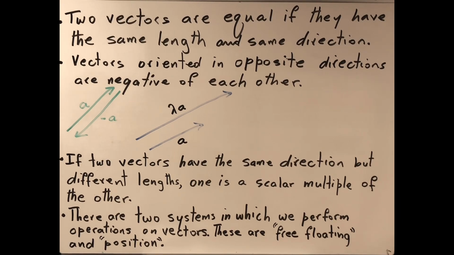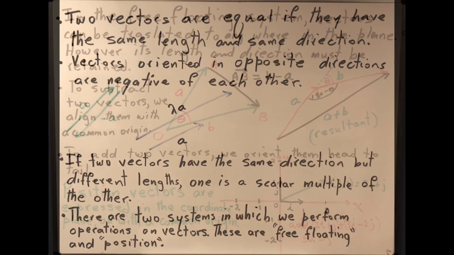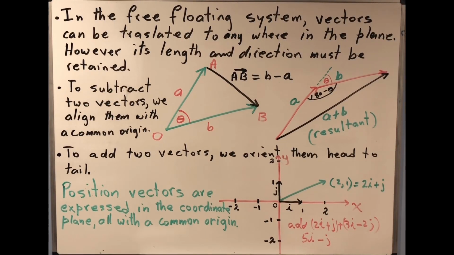There are two systems in which we perform operations on vectors. These are free-floating vectors and position vectors. In the free-floating system, vectors can be translated to anywhere in the plane. However, its length and direction must be retained.